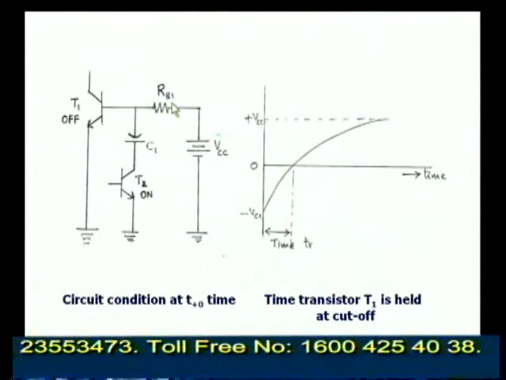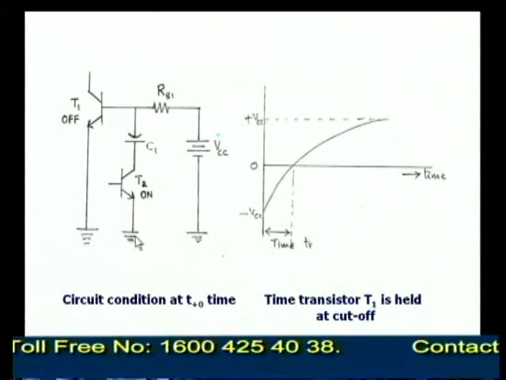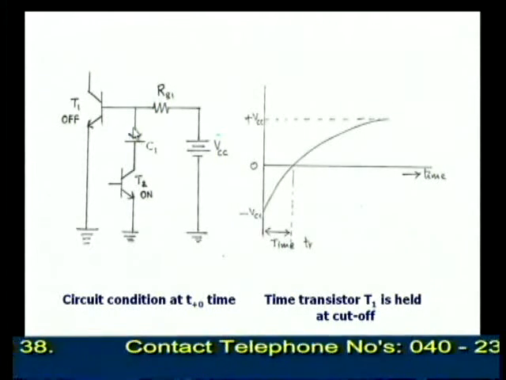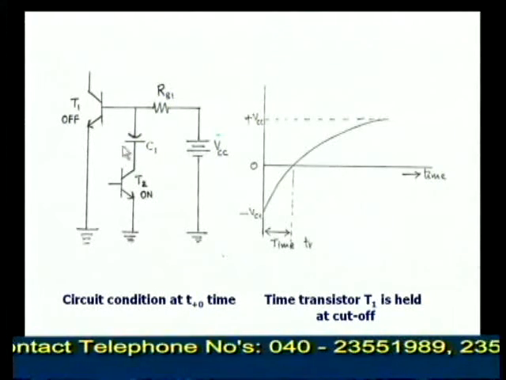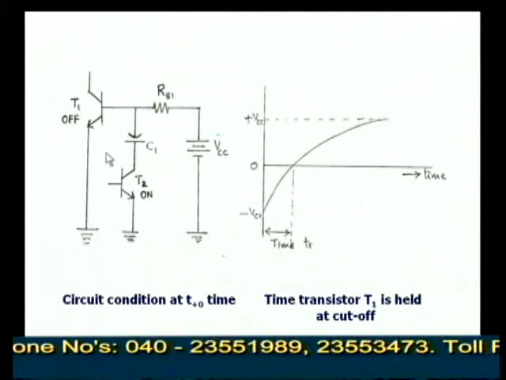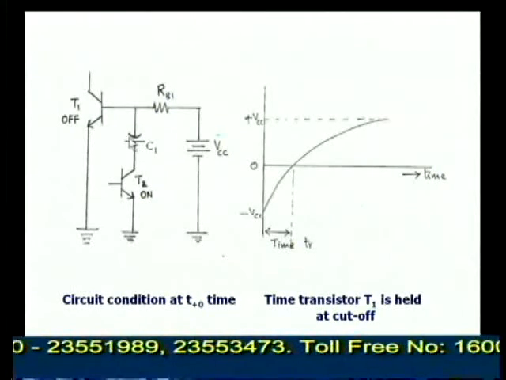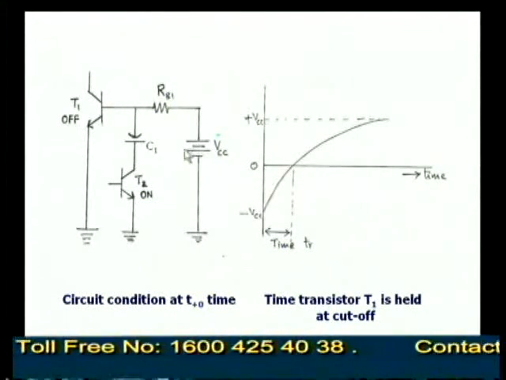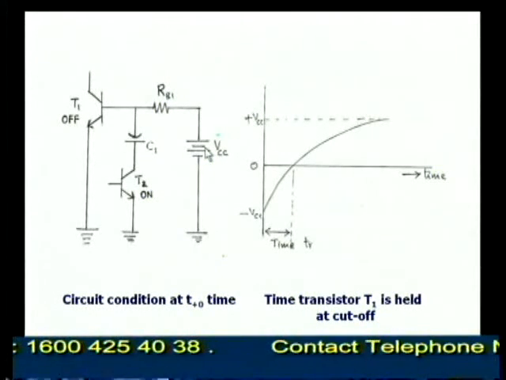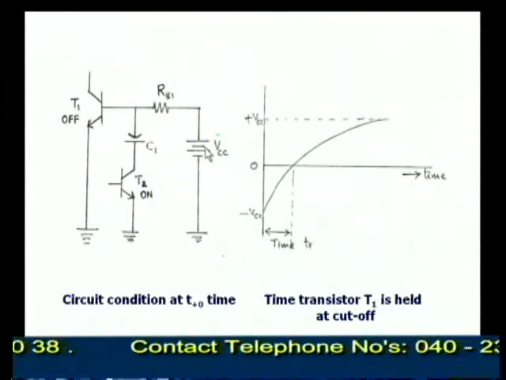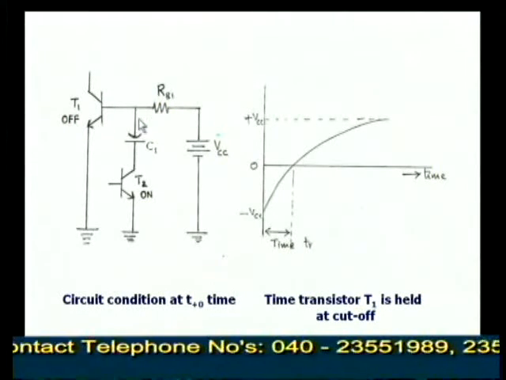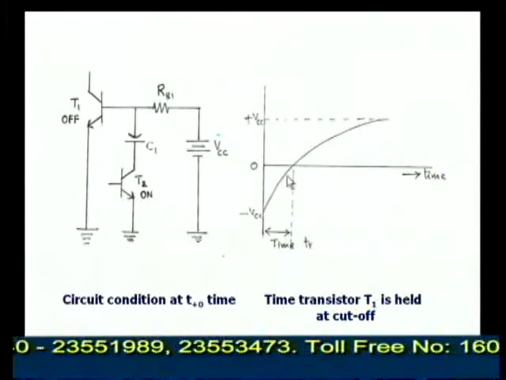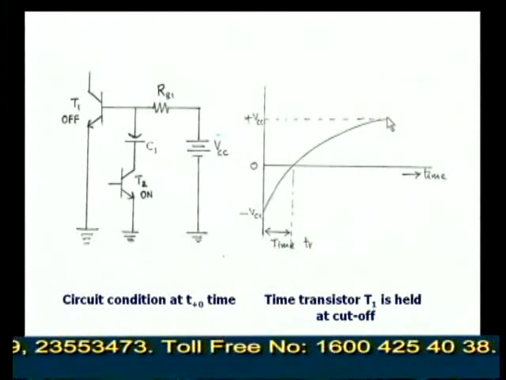So this is the VCC, RB1, C1 and on transistor T2. Here the capacitor has minus polarity, plus polarity, which is charged to VCC previously. So now the capacitor finds a path to charge towards plus VCC, as in case of monostable multivibrator, which we have just discussed, through this RB1 and T2. So here the capacitor is charging from minus VCC to plus VCC.